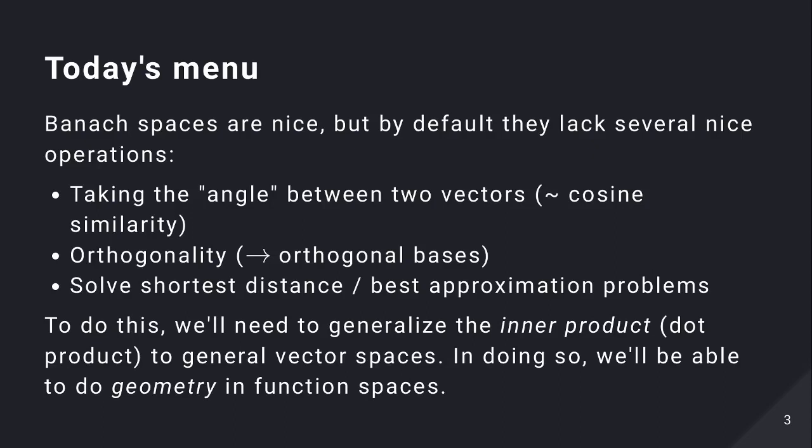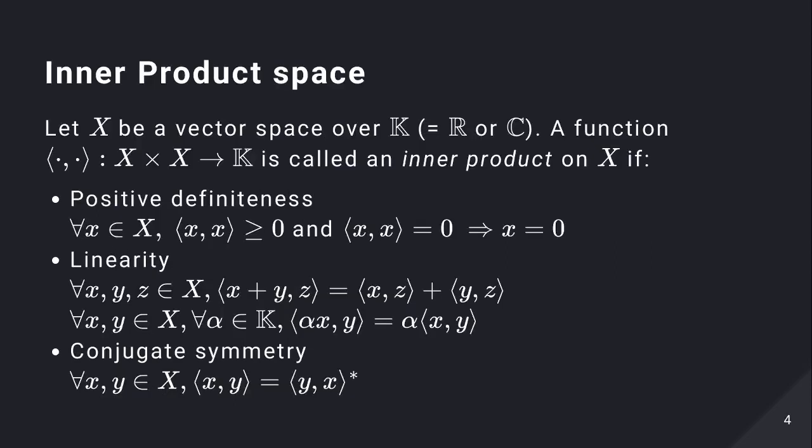To do this we'll need to generalize the notion of inner product, or the dot product, to general vector spaces. And in doing so, what we'll really be able to do is geometry in function spaces. If we have just the norm, we have some kind of topology, but if we have an additional inner product, we have a notion of angles. So for example, we can talk about cosine similarity, and we can do really Euclidean geometry on vectors in infinite dimensional vector spaces. So without any other introduction, let's start with what actually is an inner product.